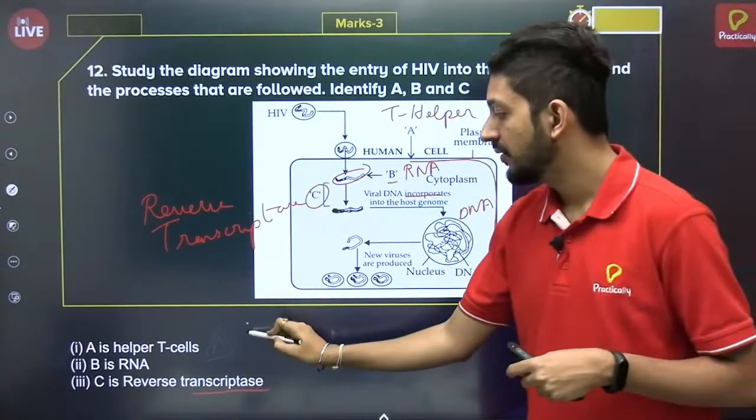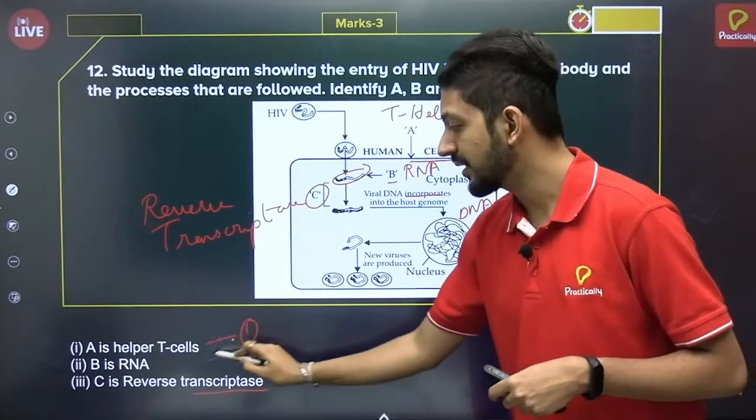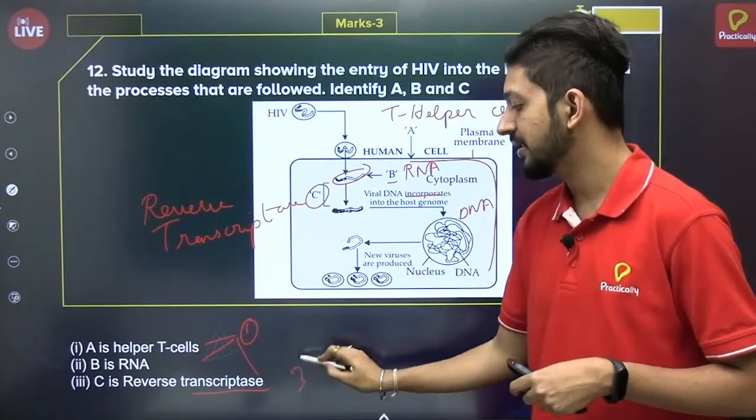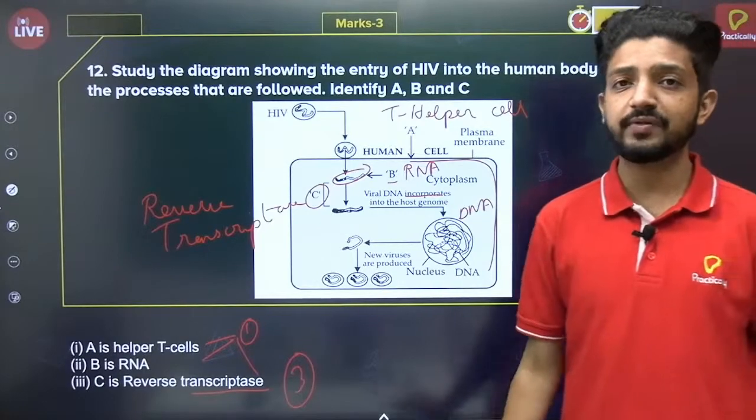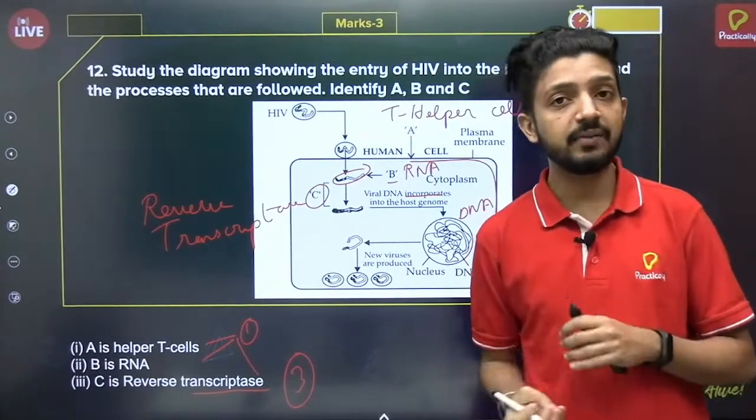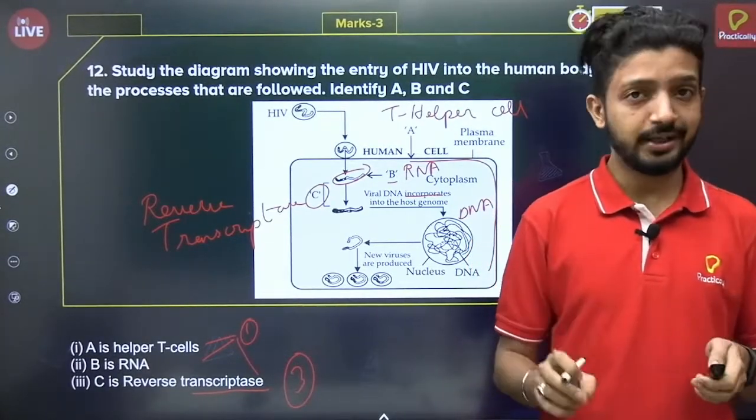You will get 1 mark each for answering these, and then you can easily score 3 marks. Okay, diagram based questions are very easy. For that, while studying, we need to pay attention to each and every diagram in our textbook.